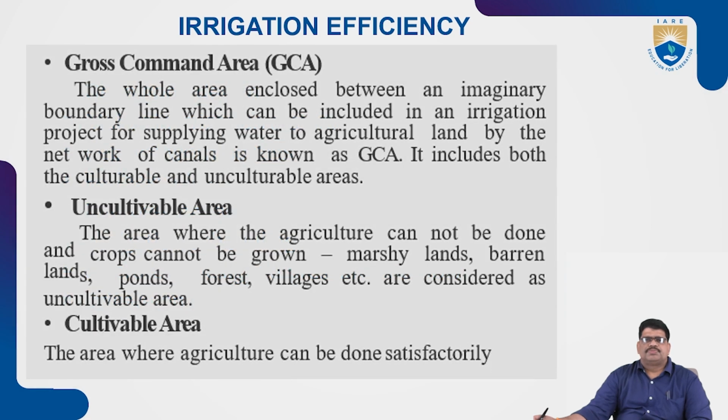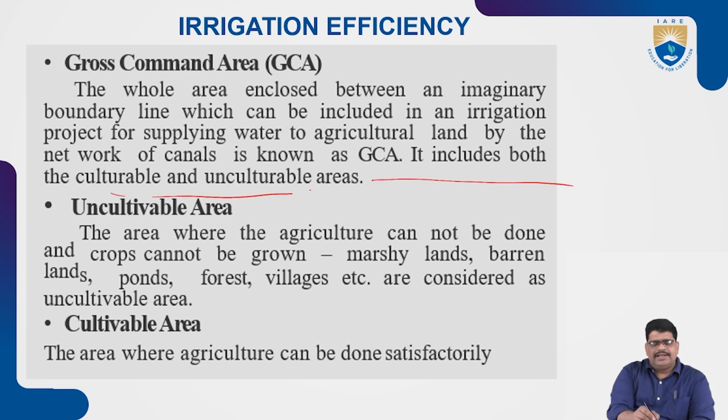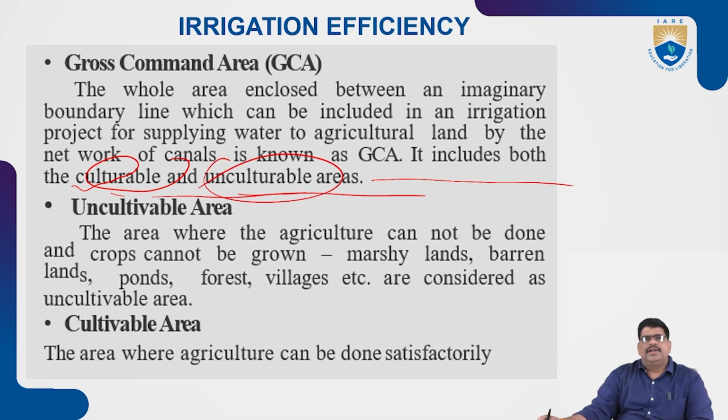Next, there are some small definitions. Gross command area, uncultivated area and cultivated area. Gross command area is the whole area included within a boundary line, even if imaginary, which includes the irrigation project supplying water to the agricultural land through a network of canals. It is known as the gross command area. It includes both cultivated and uncultivated areas. So these are the mixture of the gross command area.